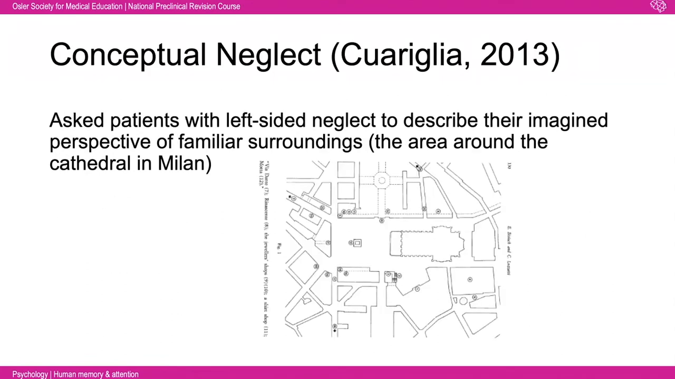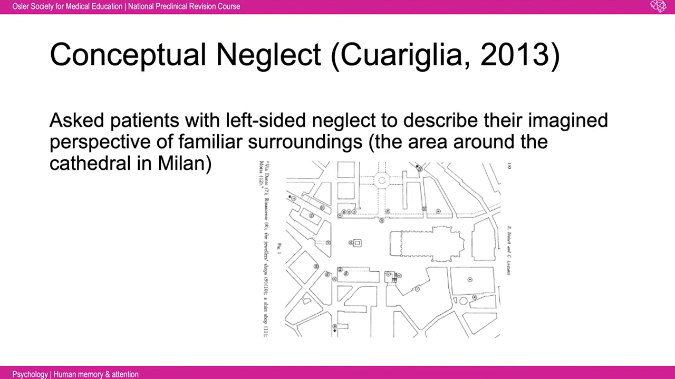So I mentioned before this idea of conceptual neglect, and it's quite difficult to get your head around, but it's really important to demonstrate that your attention isn't only to external representations of things, it's also to your internal representation. For example, your dreams, or if we try and imagine something now, we might see a mental image of it, whereas someone with quite a severe deficit in their attention might only imagine part of that mental image.